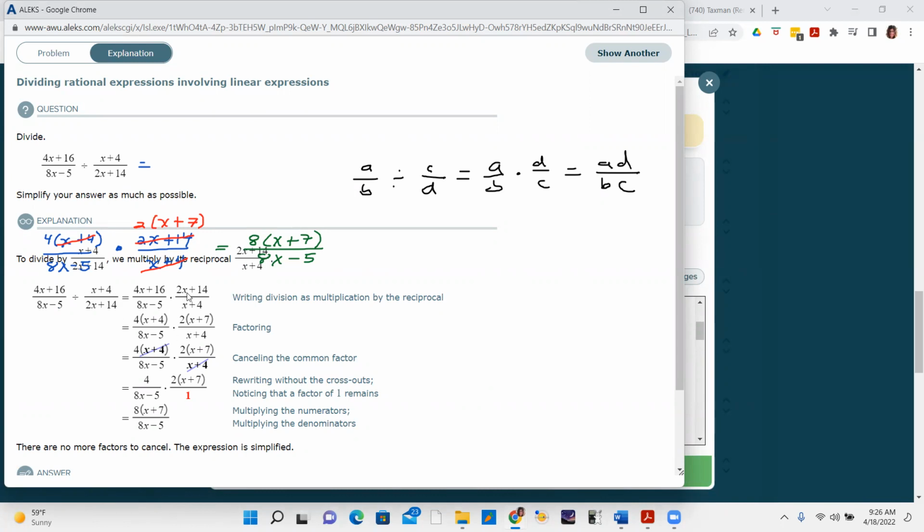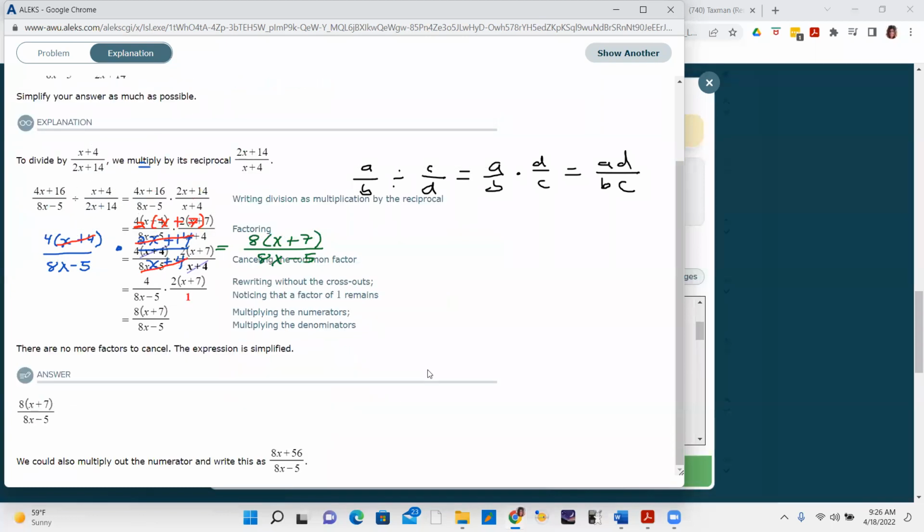So they show the same thing. They flipped the second, multiplied, factored everything, et cetera, multiply. So you could leave it like that. You could multiply out the 8 on the top. It's customary to actually leave it factored so it's clear that nothing else needs to cancel.